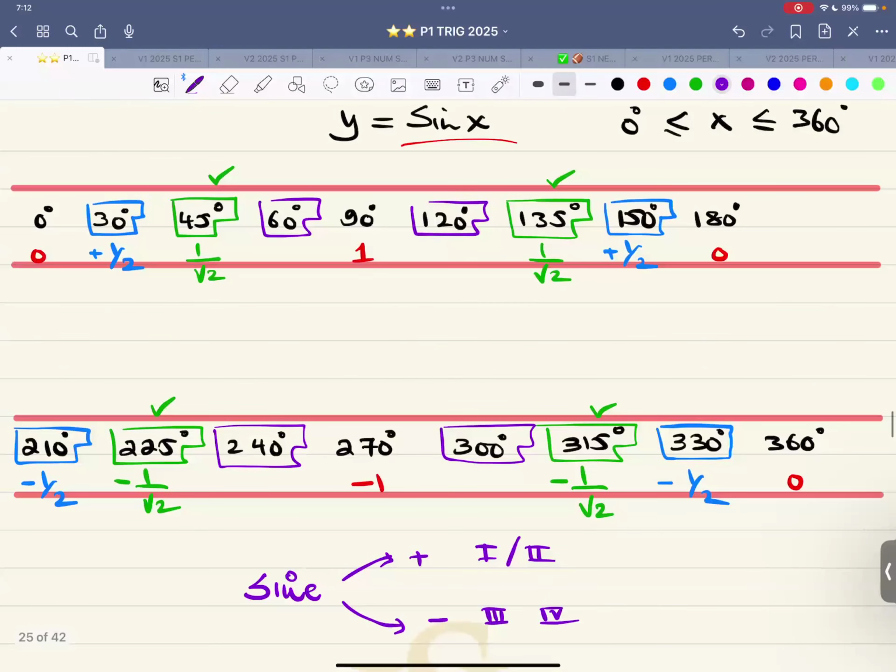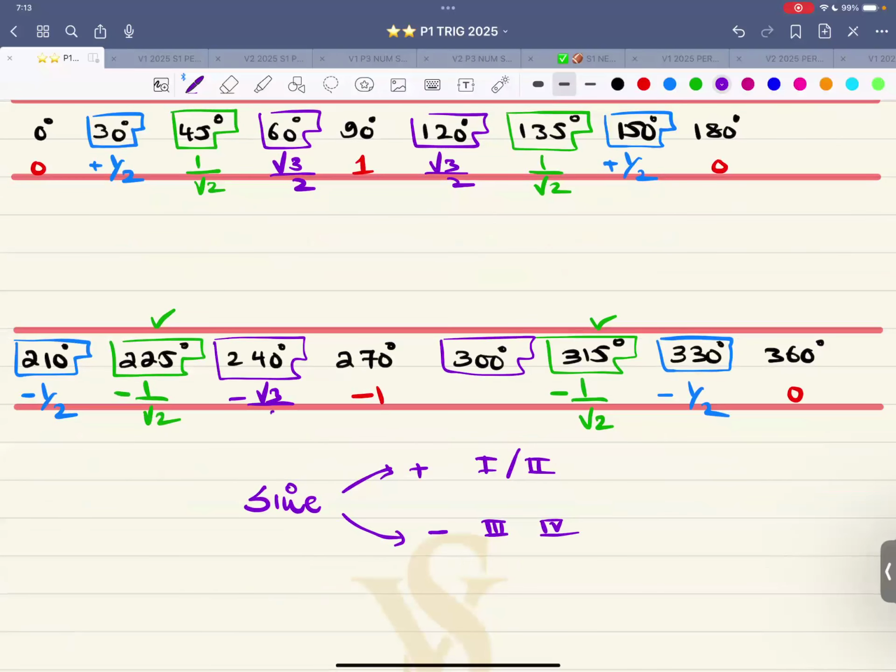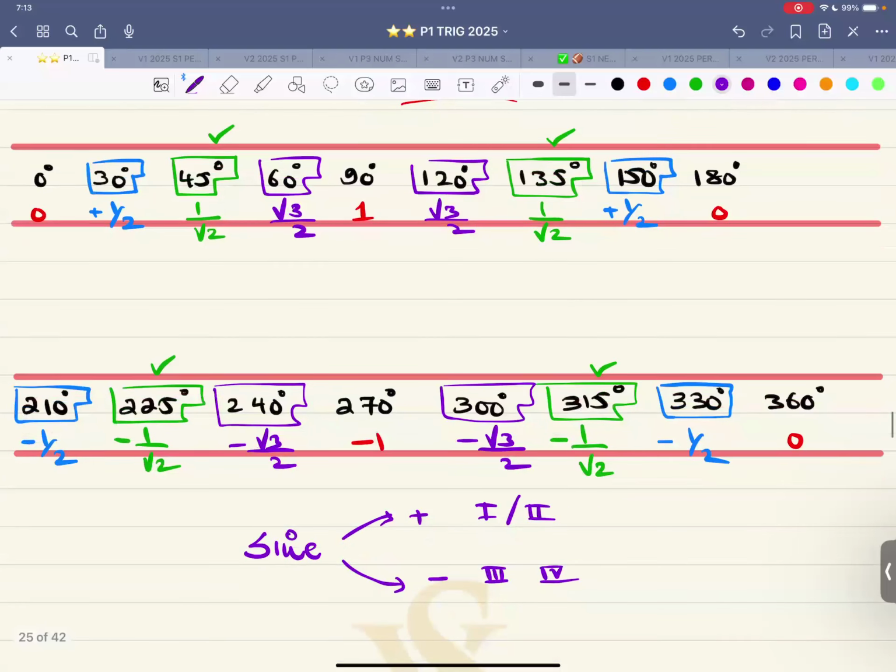The same goes for 45 degrees and its relatives. The same goes for 60 degrees and its relatives. And let me write down the value for 60. This is root 3 over 2. This is root 3 over 2. This is negative root 3 over 2. This is negative root 3 over 2. That's how the table is filled.